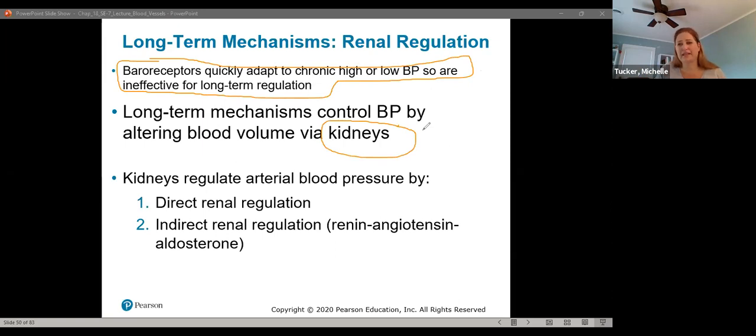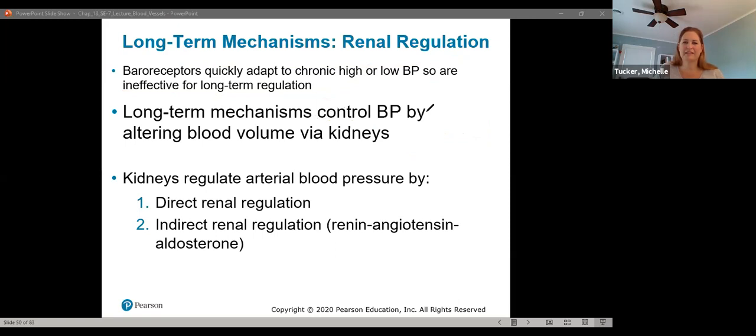We all go, why the kidneys? Like, why pick the kidneys? Well, the kidneys receive 25% of your cardiac output at rest. Okay, that's a lot. And so it has a pretty good hold on what's going on in that circulatory system.